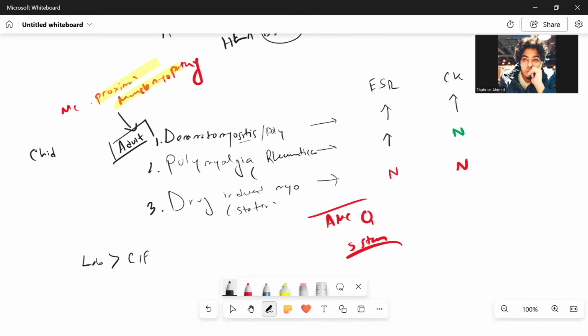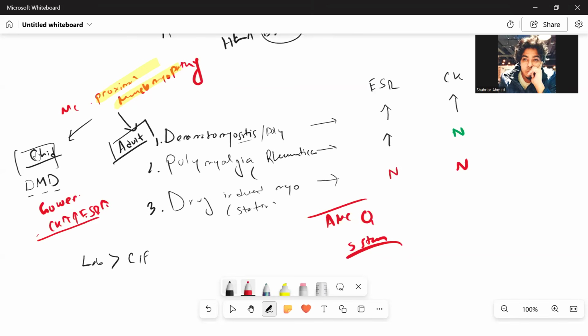Okay, this one also has a child version, that proximal muscle myopathy. Can anyone tell what the child version of proximal muscle myopathy is? A child is not going to take drugs, so that's out. But there is a special condition named DMD, Duchenne muscular dystrophy. Have you ever heard about this condition where there is a special maneuver, Gowers maneuver actually? So in that particular condition also your CK will be raised.